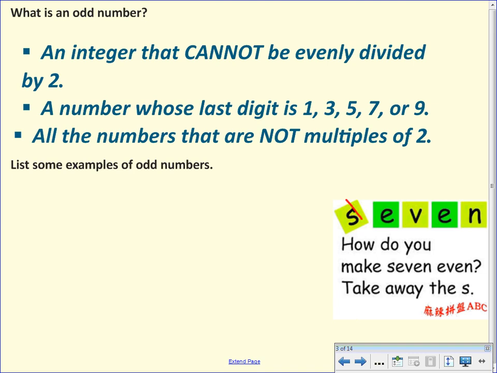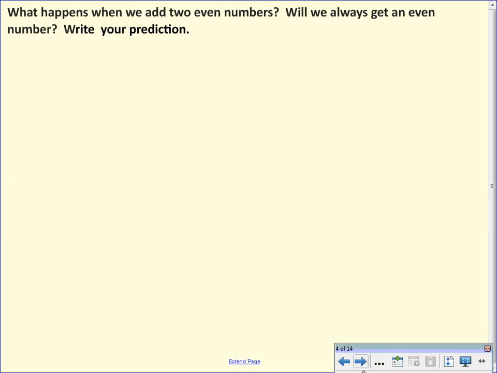You take off the S. Ha ha. Seven, make it even, take off the S. I get a little math humor for this rainy Friday afternoon. Hey, they can't all be golden. Okay. You're welcome.